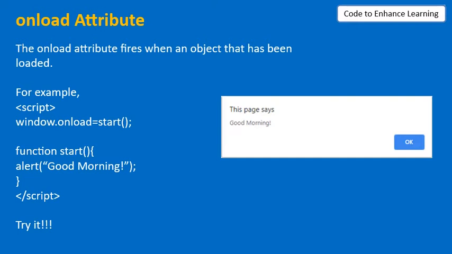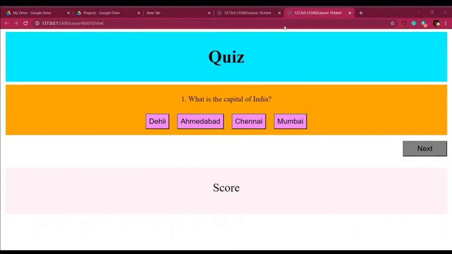So now that we know about the JavaScript onload attribute, we will try to change the question in our quiz application. Let's go. This is how our page from the previous lesson looks. As you can see, this only has one single question and there is no next question, and nothing happens on clicking the next button. So let's add another question to our web page.